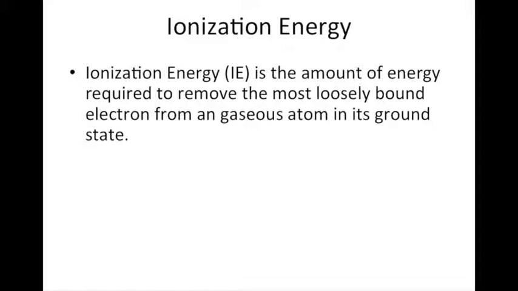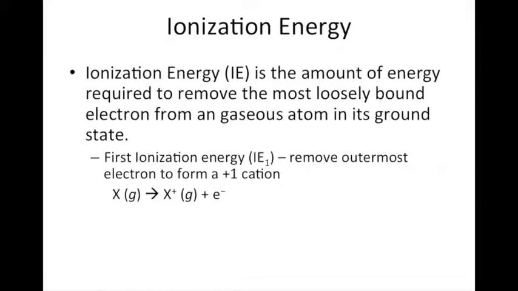In this video, we're going to continue our discussion of ionization energy. So we said that the ionization energy is the amount of energy required to remove the outermost, most loosely bound electron from an atom in its gaseous state in its ground state. The first ionization energy is the energy required to remove the outermost electron from the neutral atom, in which we form a cation with a +1 charge.